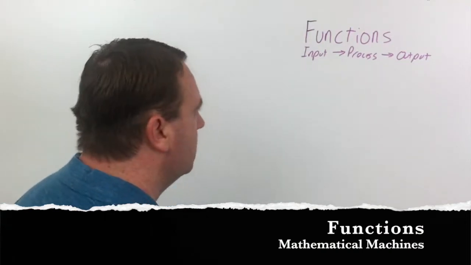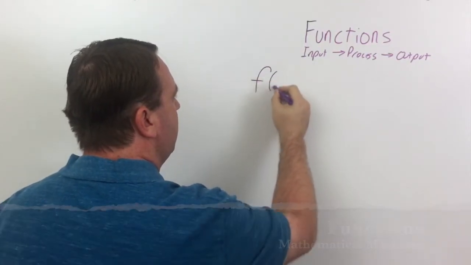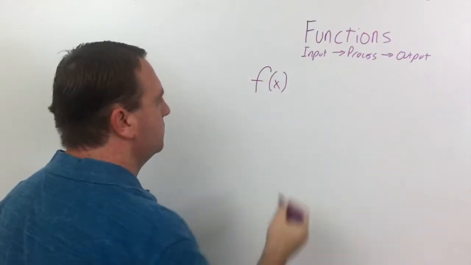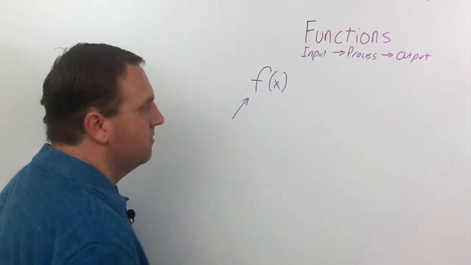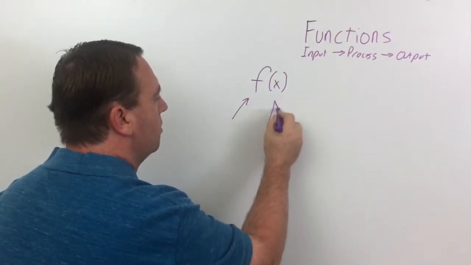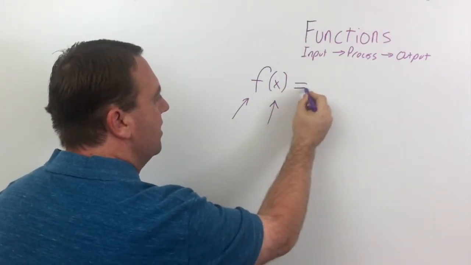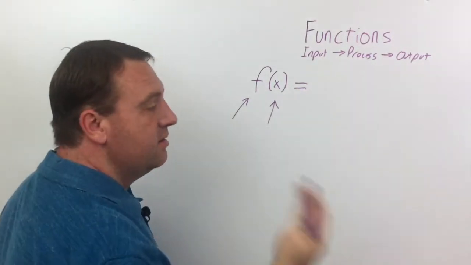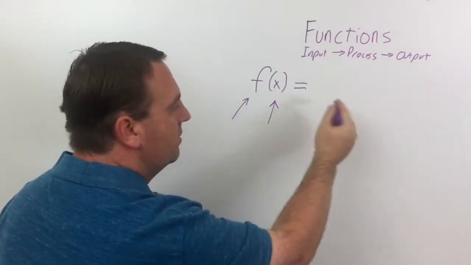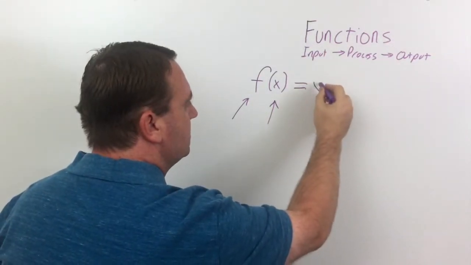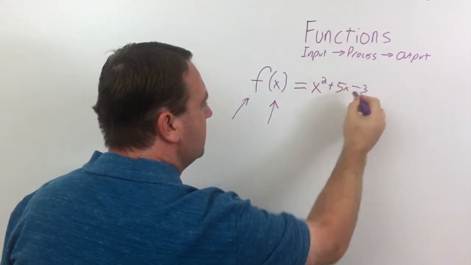The way that we notate functions is we say f of x is a function. This says that I'm naming my function f. It has one parameter, which is an input, that's going to be called x. And then on the other side of the equal sign, I tell you how we're defining this machine to work. This can be anything that we want on this side. Let's say this is x squared plus 5x minus 3.